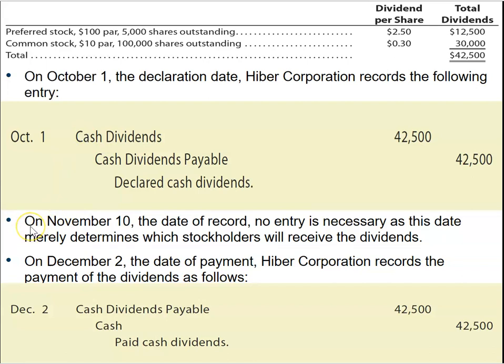It says here, second bullet point, on November 10th, the date of record, no entry is necessary, as this date merely determines which stockholders will receive the dividends. Okay, so there you go. Then on December the 2nd, the date of payment, Rojek Corporation records the payment of the dividends as follows.